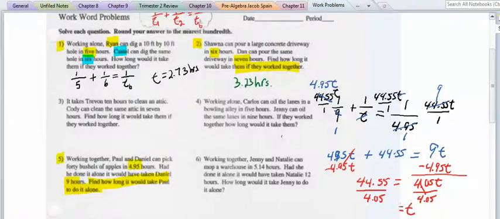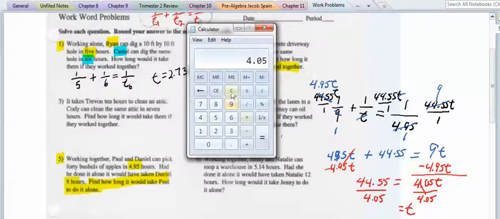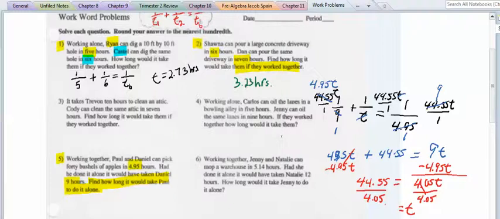Again, I'm going to get my calculator out. I'm going to clear it. I got 44.55 divided by 4.05. And I got 11 hours it will take the other guy, Paul. Paul should be able to do it in 11 hours.